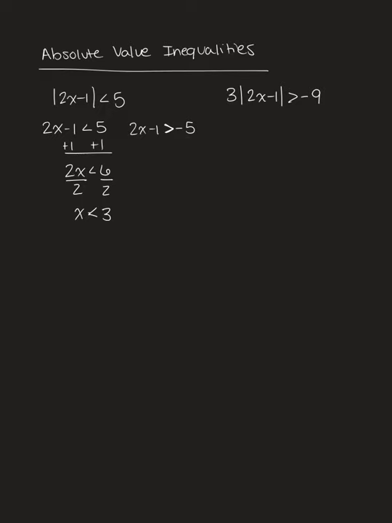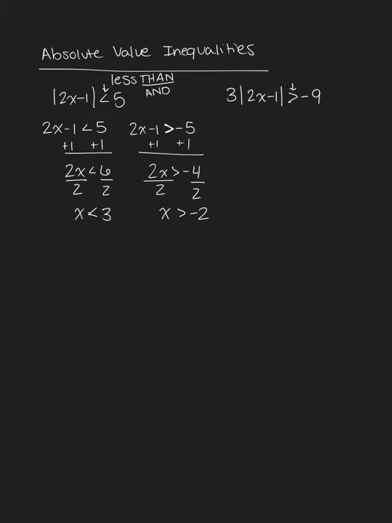Okay, so I get x is less than 3. On the other one, so I get x is less than 3, or x is greater than negative 2. Okay, now is this an and or an or statement? So the way to find out is up here in the original equation, less than, it's an and statement.